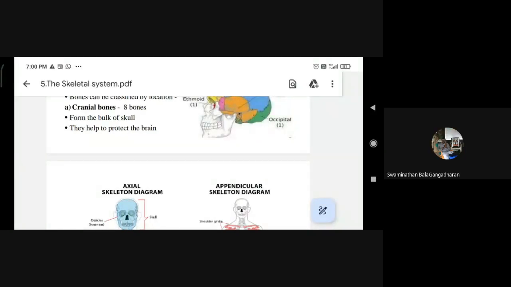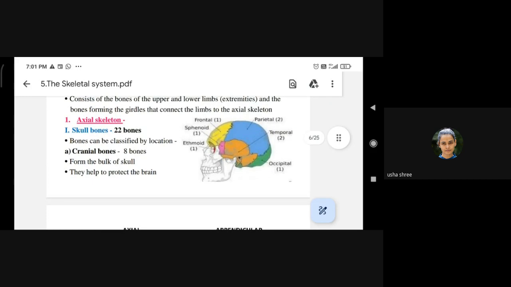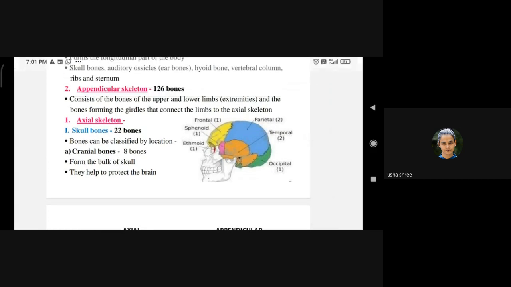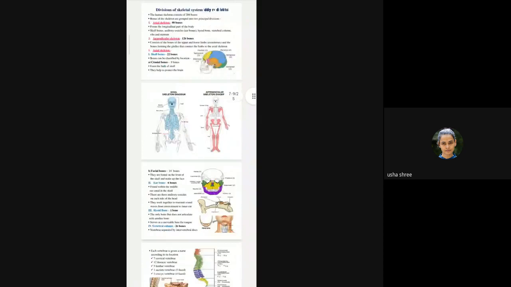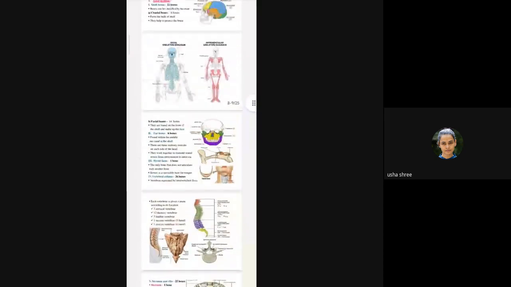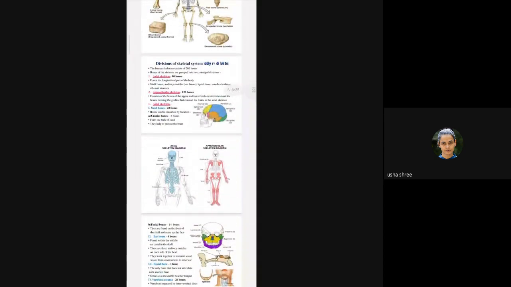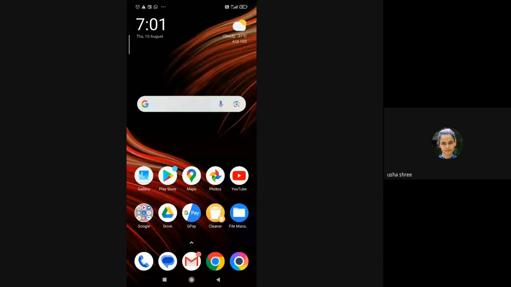Should I go further, or should we stop here today? If it is 7, then you can stop. Yes, it is 7, but I don't have any problem. As you wish, I will continue. Ma'am, I have to leave because I have to pick up my daughter. And it is 7 also. We should conclude the class on time, I think.